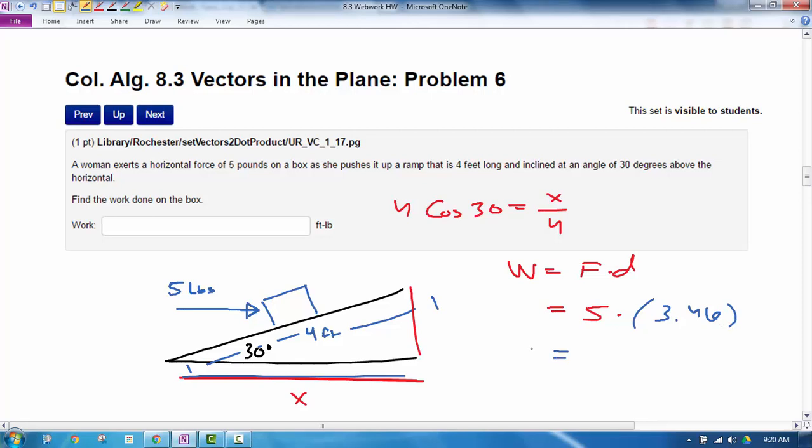So if I multiply that by 5 in my calculator without rounding, I get about 17.3. And work is in this case foot-pounds, but they have the units there for us, so we're all set.